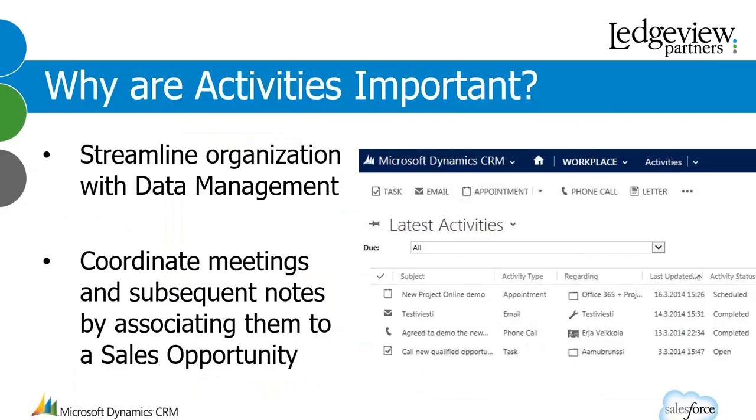Activities allow you to streamline your organization with data management. And what that simply means is that you can plan out your day, week, month, year with all the activities you need for an account, contact, or opportunity. And then you can link those activities to those specific records, which is a fantastic tool. You can also coordinate meetings. If you have a meeting coming up with a client, any notes that you take during that meeting can be added to that activity and then associated to that sales opportunity. That way you're never losing your notes or trying to find them in a different location.